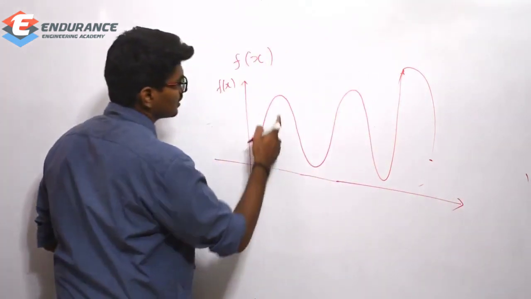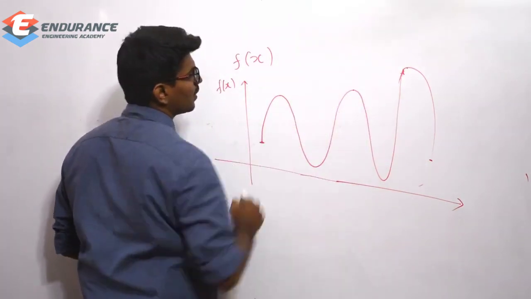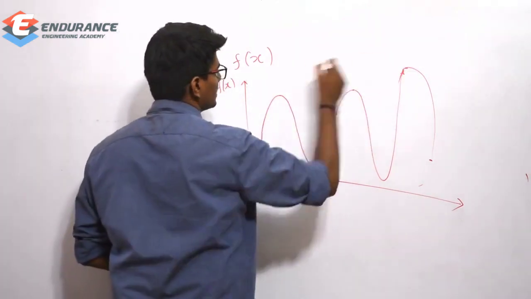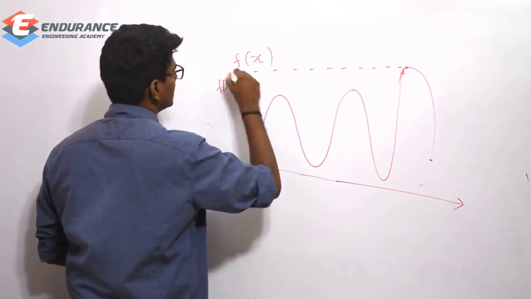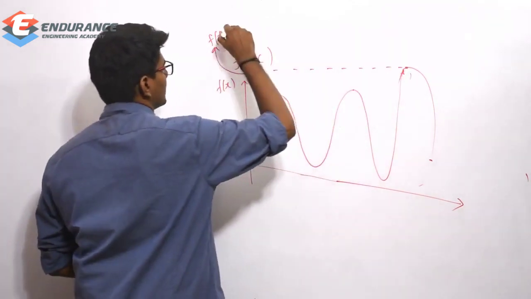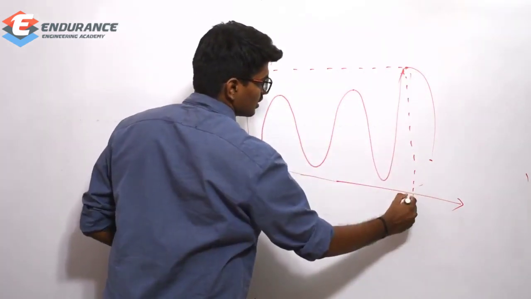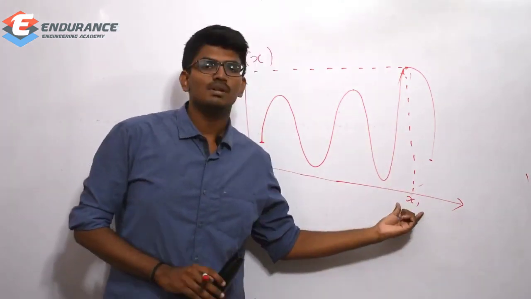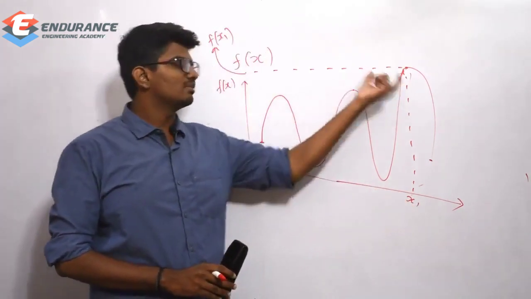If you see here, out of these 3 points, which is the maximum f of x value? We know that this will be my maximum f of x value. Let us call it f of x1. Corresponding to this, my x1 will be there, right? So this x1 is nothing but my maxima. That is the value of x at which my f of x will be maximum.